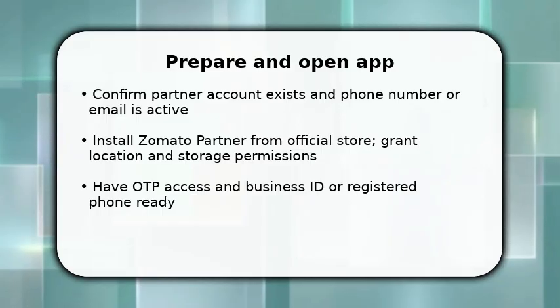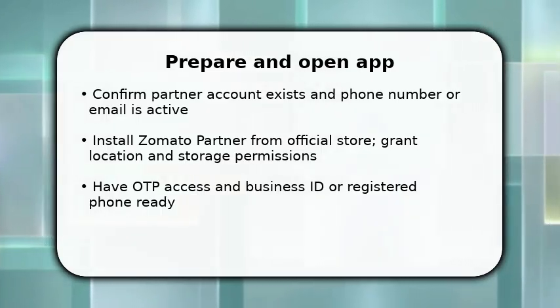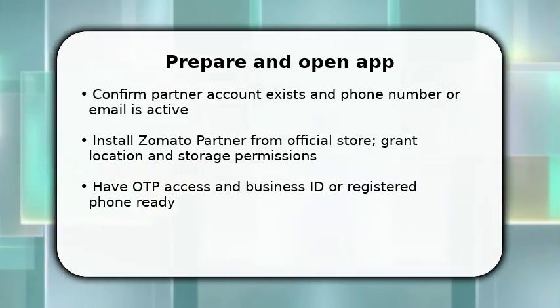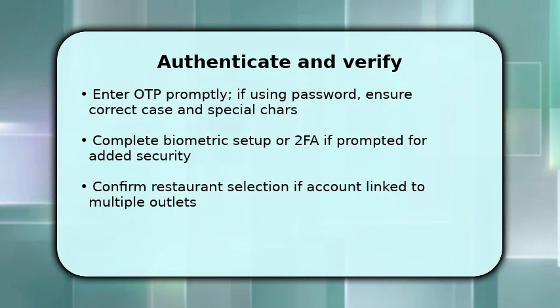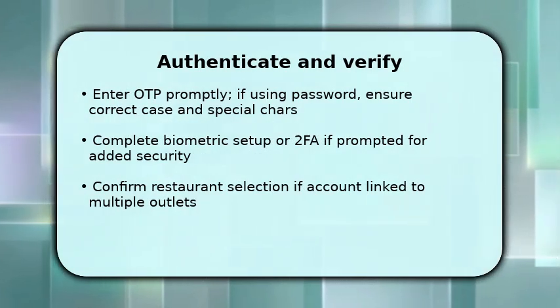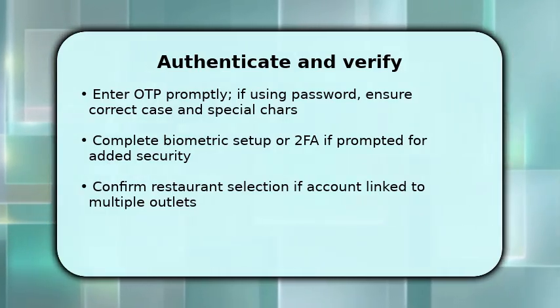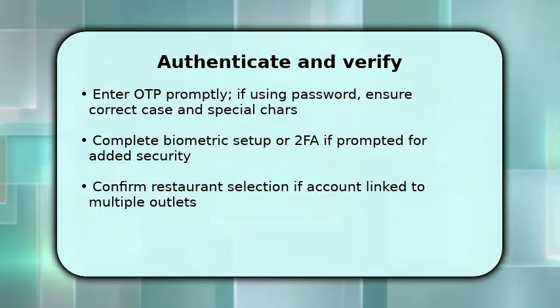Next, choose the login method, phone or email, and enter the exact registered details. This ensures the system maps you to your restaurant profile and triggers the OTP or password flow immediately. You will receive an OTP or be asked for a password. Enter the OTP quickly because codes expire, and type passwords exactly including capitals and symbols so authentication succeeds.